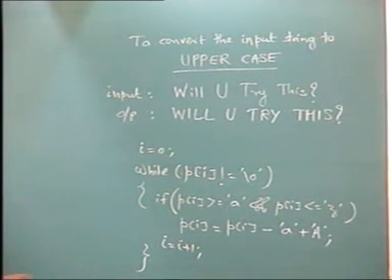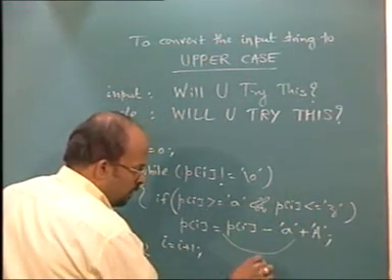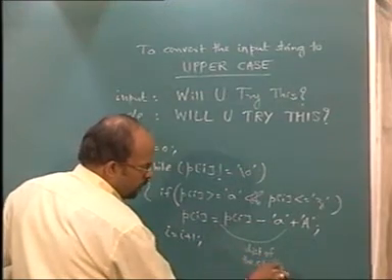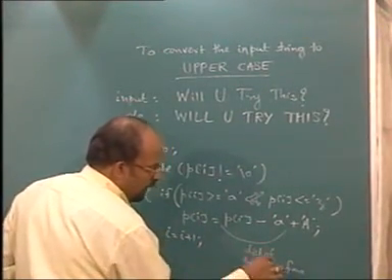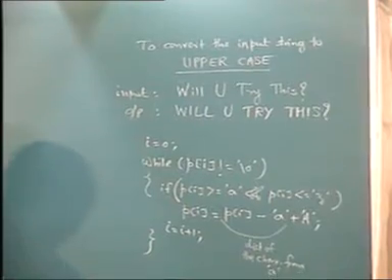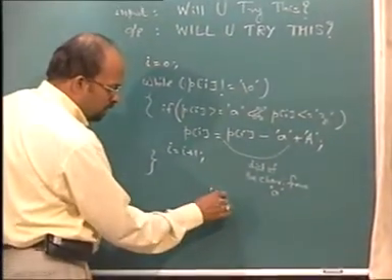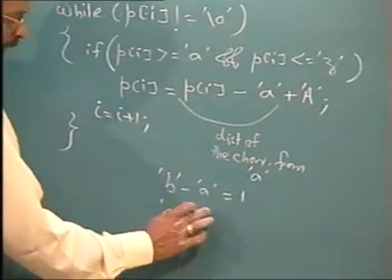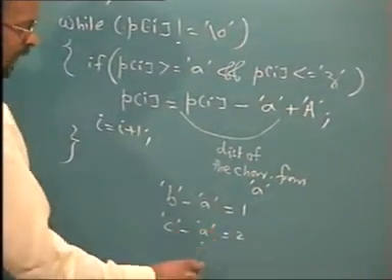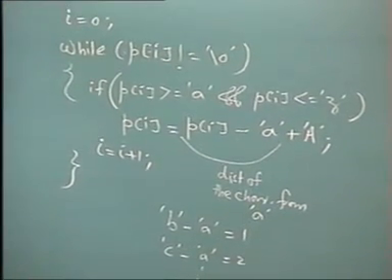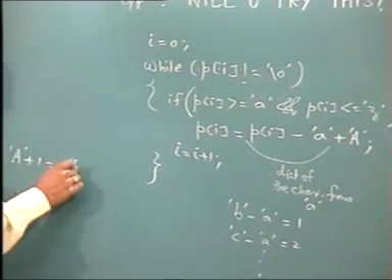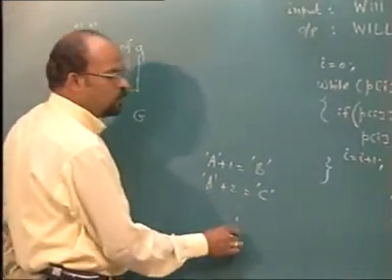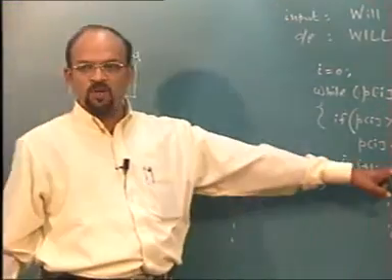This will give me distance of the character from small a. And you, if you want, you can also make a note that character b minus character a is 1, character c minus character a is 2, like that. Also other way around, capital A plus 1 will be capital B, capital A plus 2 equal to capital C, and so on. So you are getting an integer value over here which you will be adding to capital A.